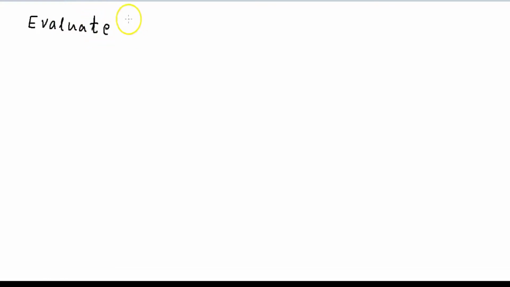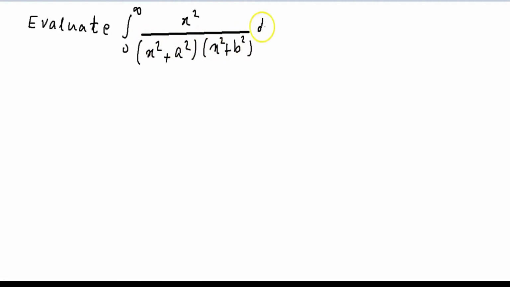Evaluate the integral from 0 to infinity of x square by x square plus a square into x square plus b square dx. In case of contour integration, generally the most critical aspect of solving the problem is identifying the type of the given question.